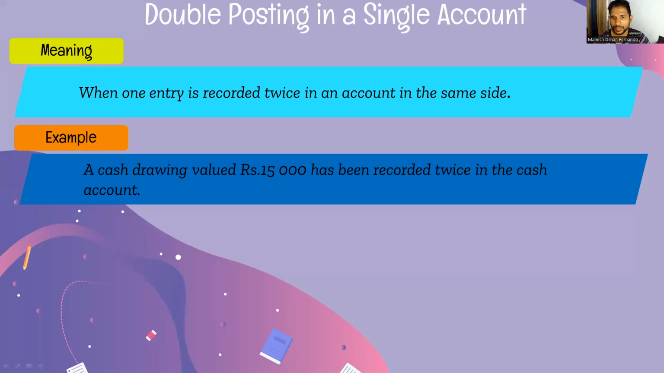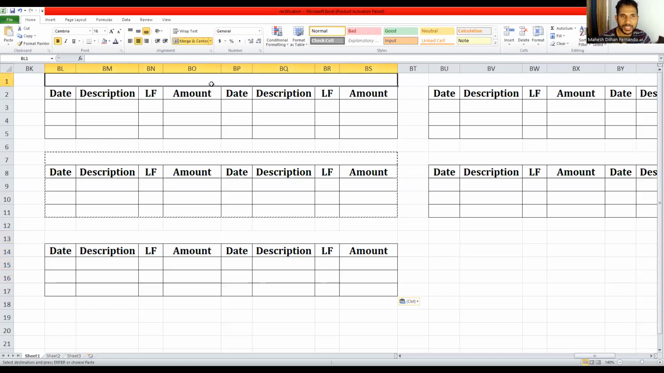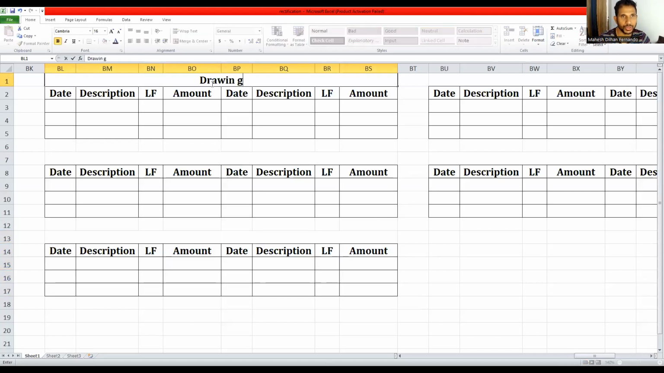Let's move to the worksheet and see. To record the drawings, we need the following accounts: drawings and cash. To record the cash drawings, we need both the drawings account and the cash account. The drawings account is correctly debited once. It was correctly credited once to the cash account, but erroneously the cash account is credited twice. Which is the green account?